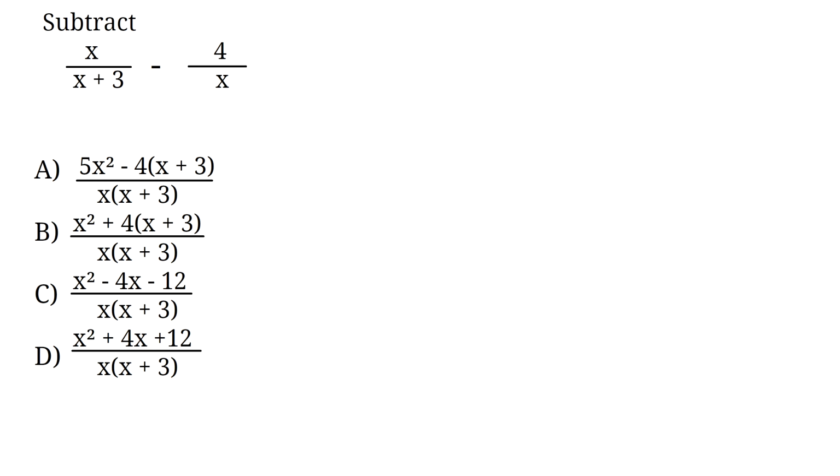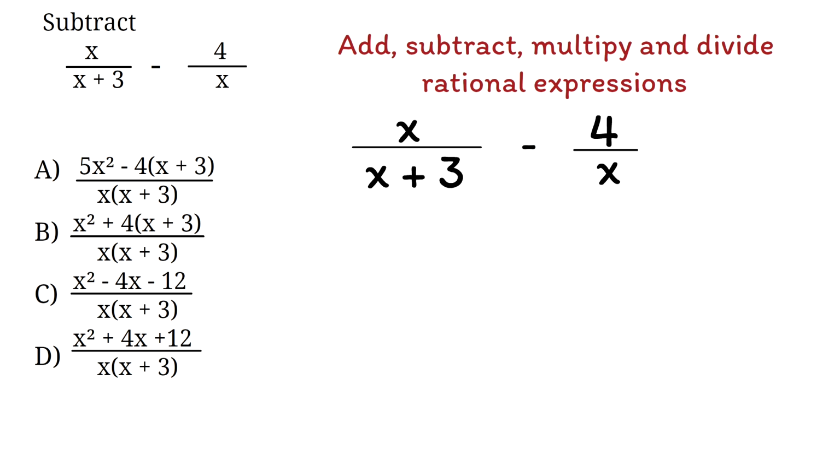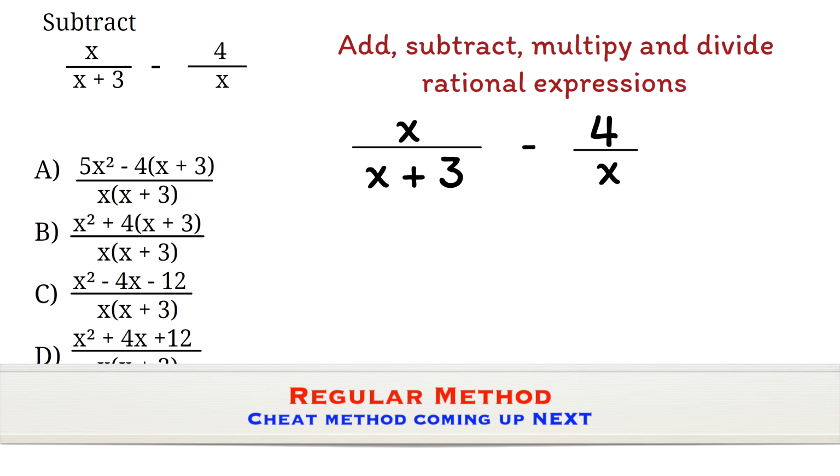Subtract x over x plus 3 minus 4 over x. To pass the GED math test, you need to be familiar with how to add, subtract, multiply, and divide rational expressions. To solve this question, we treat it like subtracting regular fractions. We first need a common denominator.